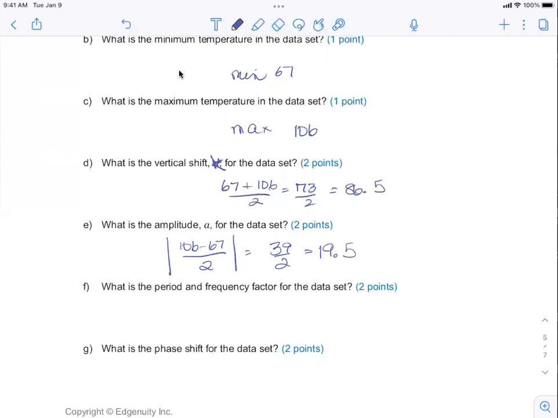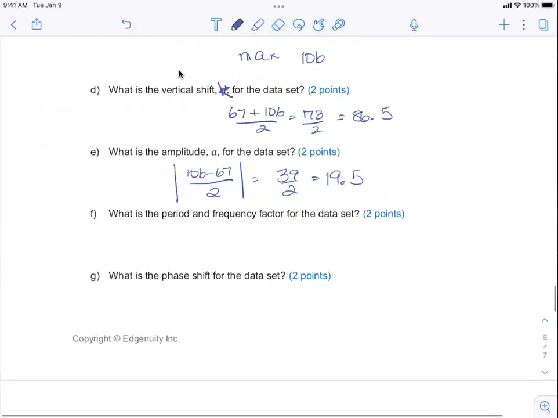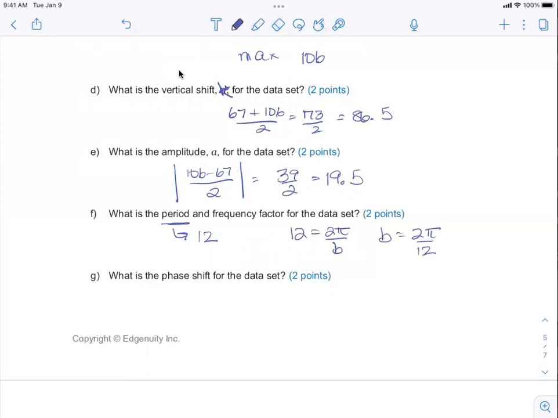What is the period and the frequency factor for this set? The period is 12, because we have 12 months. And the frequency factor is, what did we say? 12 equals 2 pi over b. So b is 2 pi over 12. So b is pi over 6.